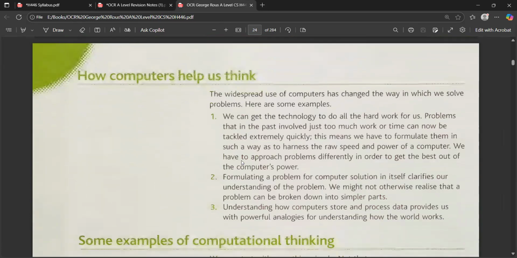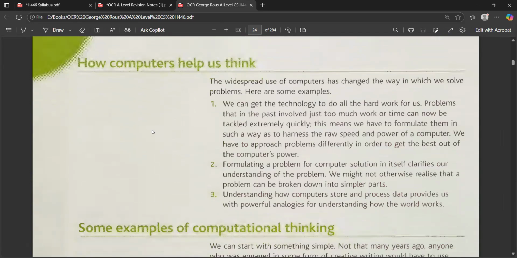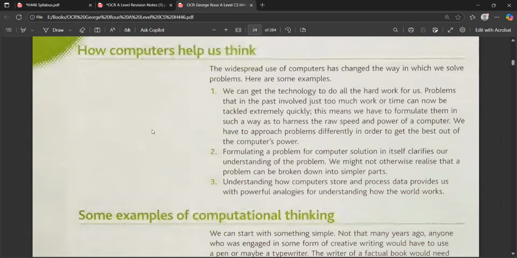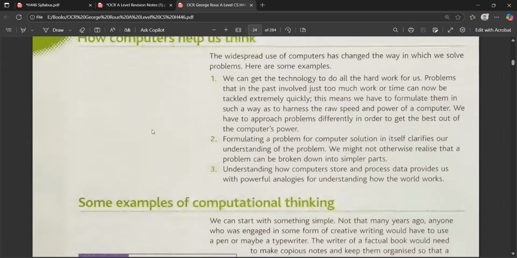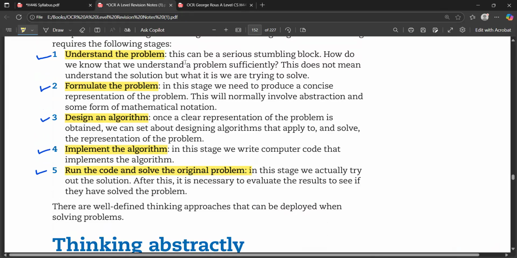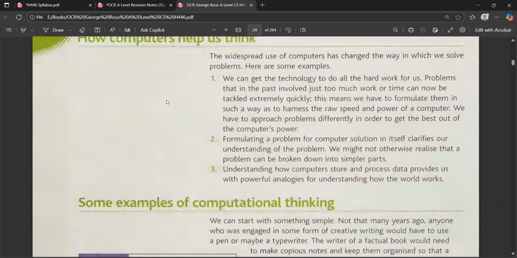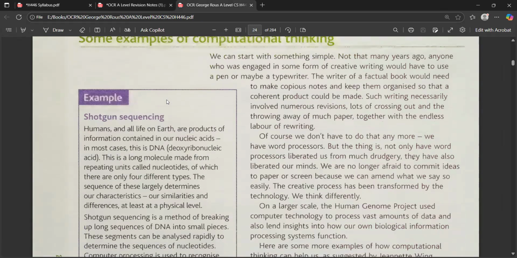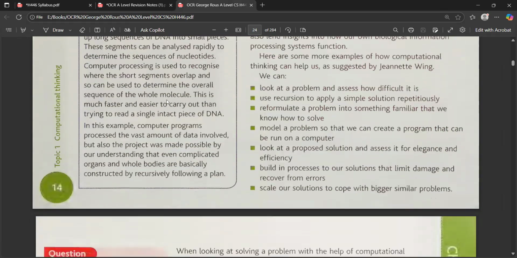Similarly, in computational thinking, we are actually checking how the computer helps us to think. You can get the technology to do all the hard work for us. Problems in the past that involved too much work or time can now be tackled extremely quickly. And we have to do that by first formulating them in a way that they can be processed by a computer. For this reason, we use these methods where we understand them, formulate them, design them, implement them, and execute them.